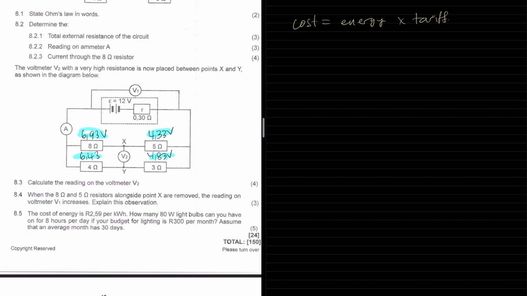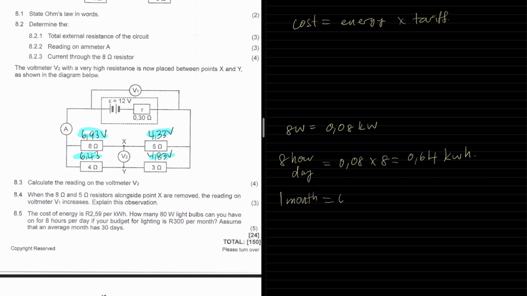So first thing we need to do is convert. So 80 watts is equal to 0.08 kilowatts. Now for an 8-hour day, it's going to be 0.08 times 8, which is 0.64 kilowatt hours. Now for 1 month, we multiply this by 30. So 0.64 times 30, which is now 19.2 kilowatt hours. This is for a month, and this is for 1 bulb.